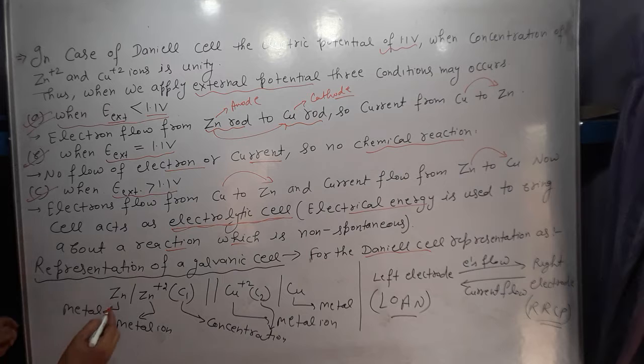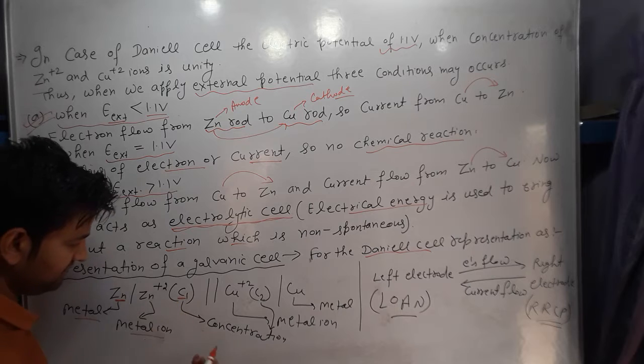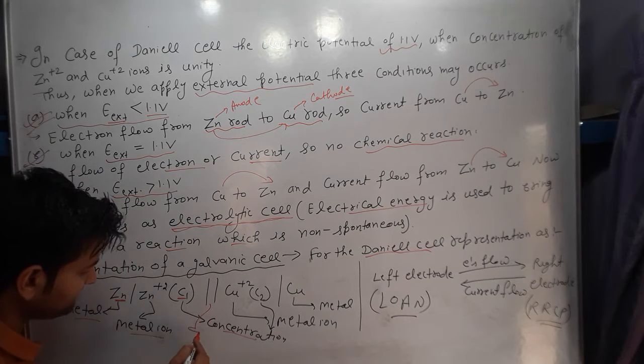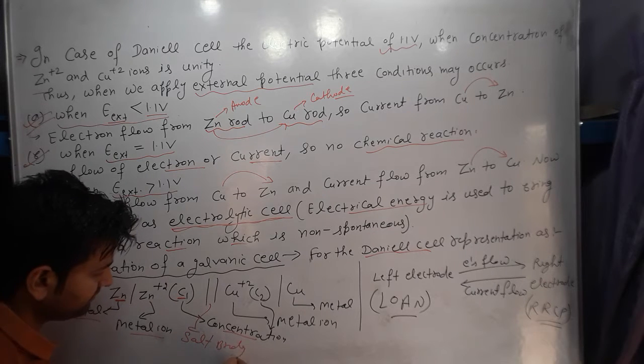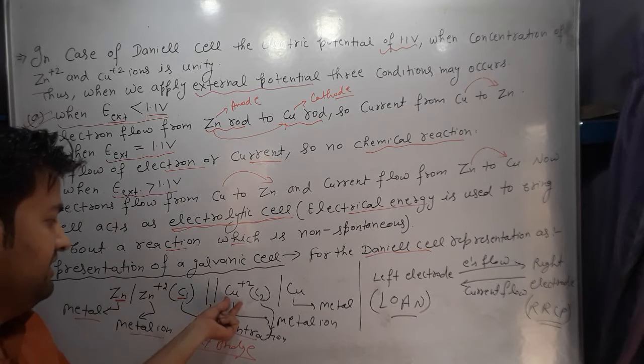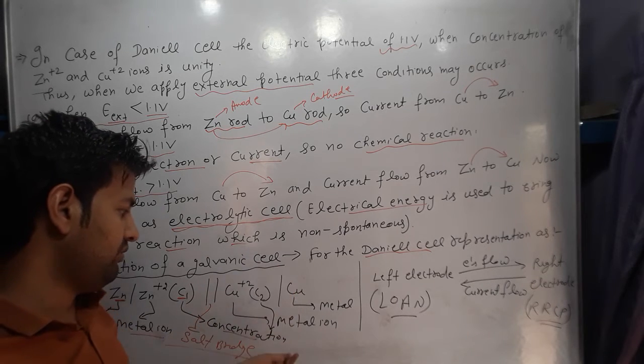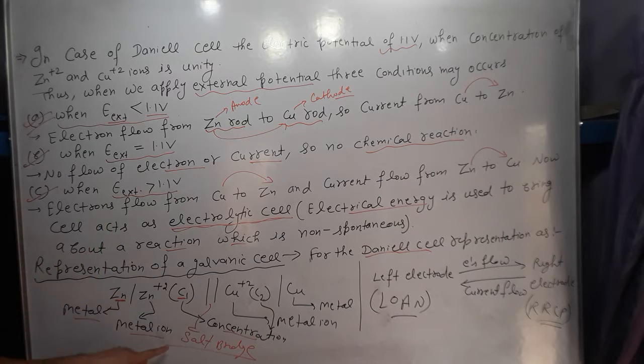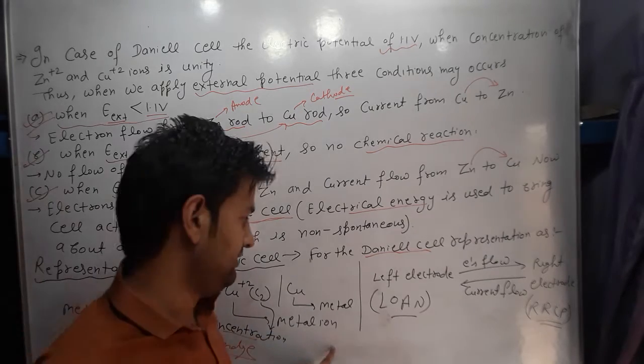Here first we write the metal, then one dash, then the metal ion which forms after oxidation. In the bracket we write the concentration of this ion. The double line represents the salt bridge. Again here, copper plus 2 ion and copper: metal ion into metal. On the left it is metal to metal ion, and on the right it is metal ion to metal.